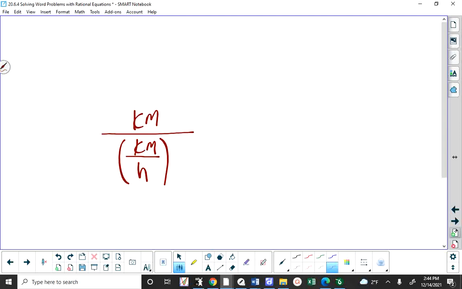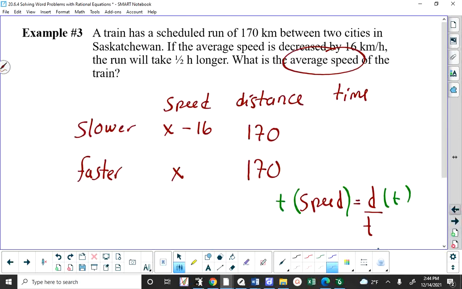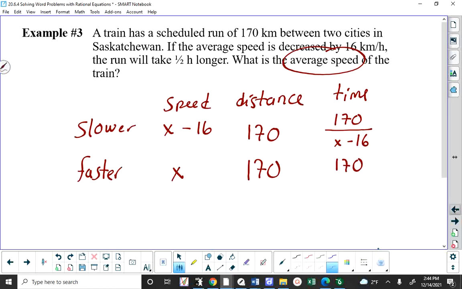So what do we put in the time column? We put 170 over x minus 16 and 170 over x. We take the distance for the slower situation divided by the speed for the slower, and the distance for the faster divided by the speed for the faster. These are tough problems.